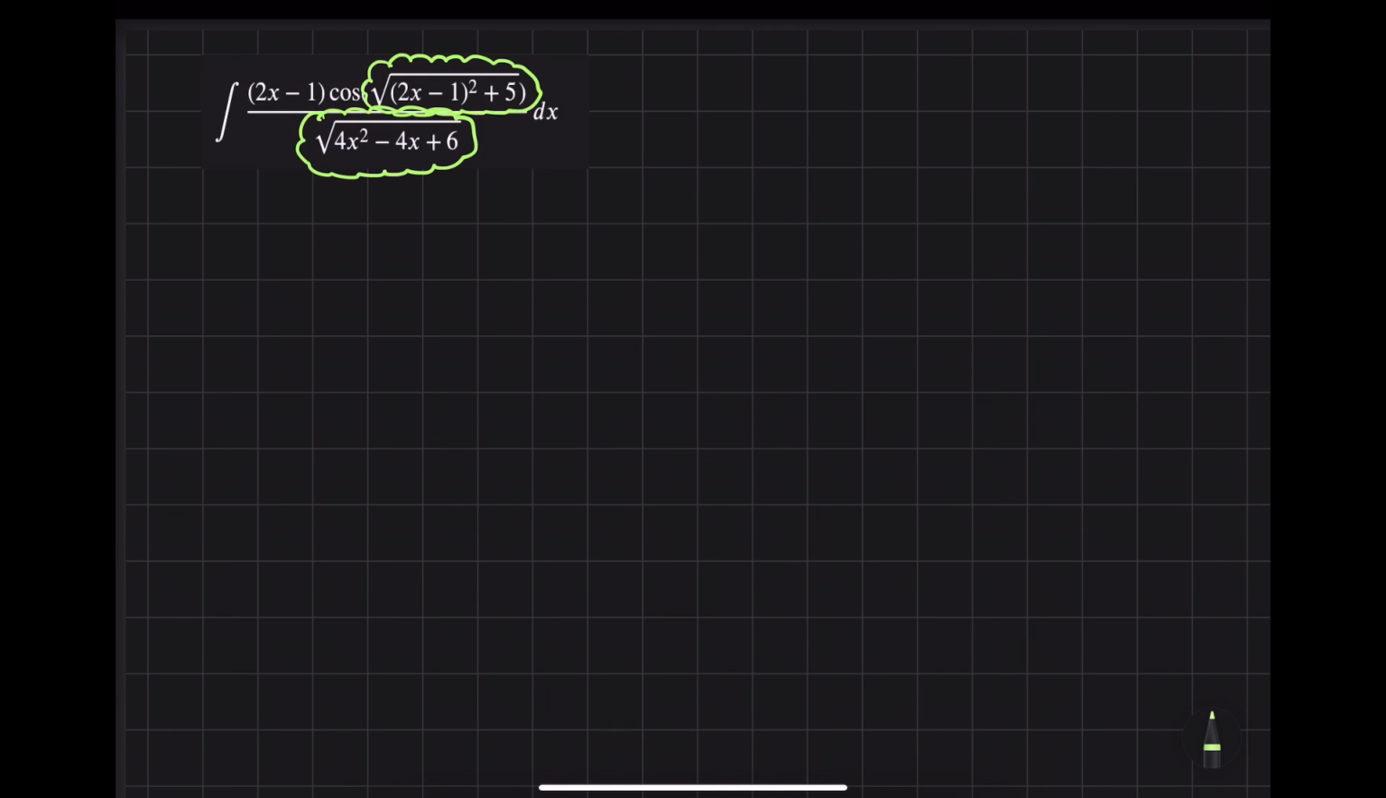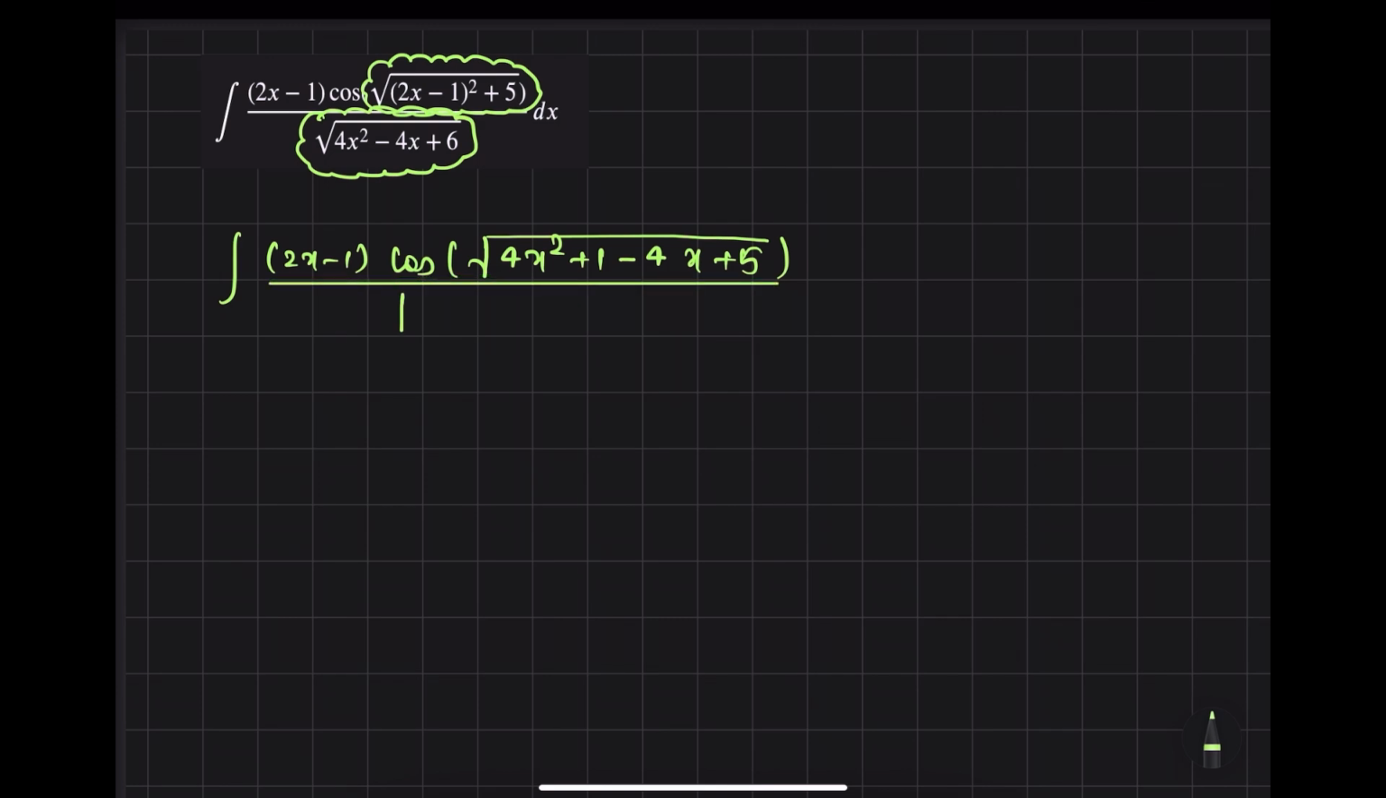So first let's simplify the question. First we will break down the square root of the numerator's part. So it is 2x minus 1 cos, now it is 4x square plus 1 minus 4x plus 5. Now look at this. Don't you think that the denominator and numerator come out to be the same? Root over 4x square minus 4x plus 6.